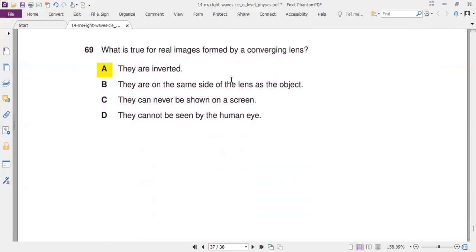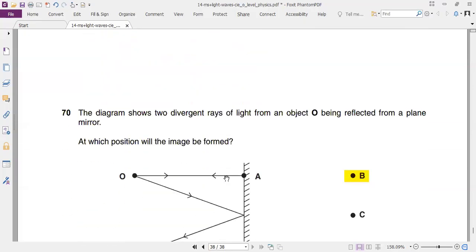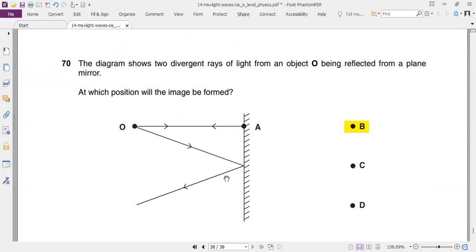The real images by converging lenses are always inverted. Reject B because they are not on the same side. Reject C because they can be shown on the screen, and reject D because they can always be seen by the human eye. The image is at B.